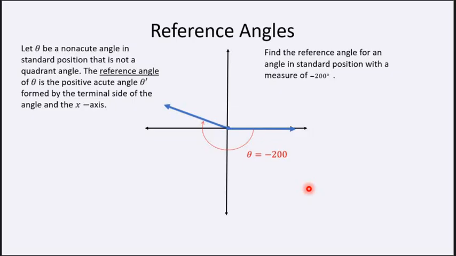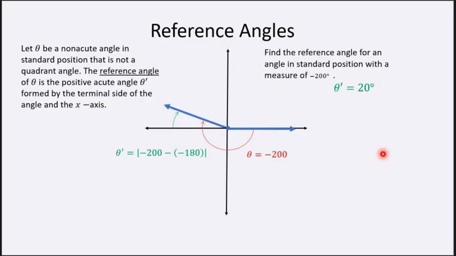But because the reference angle is always positive, we need to find the absolute value of that difference. This is the reference angle that we're looking for, and to find that, theta prime, we're just going to take the negative 200-degree angle and subtract away from it the negative 180-degree angle. But because that would give us a negative number and the reference angle is positive, we're going to do it in absolute value. So we get that the reference angle is a 20-degree angle.